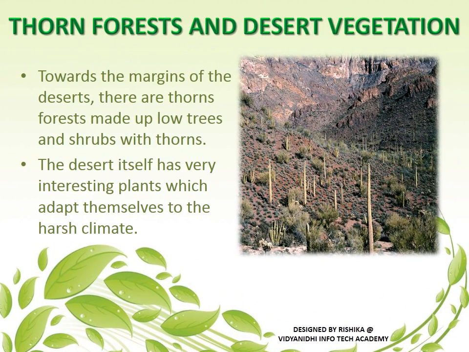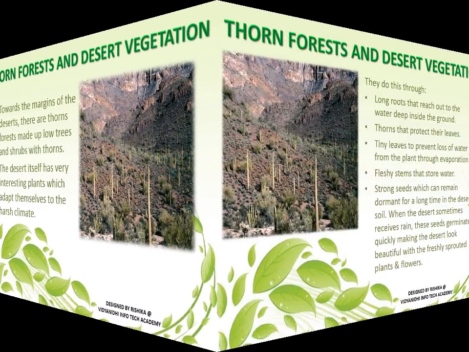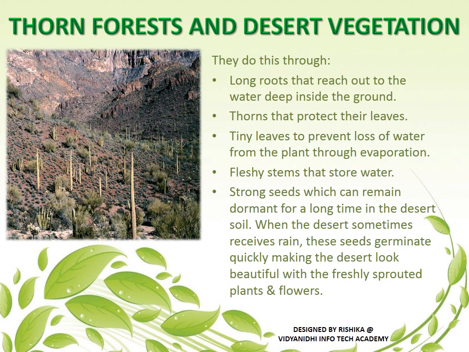Thorn forests and desert vegetation. Towards the margins of the deserts, there are thorn forests made up of low trees and shrubs with thorns. The desert itself has very interesting plants which adapt themselves to the harsh climate. They do this through long roots that reach out to the water deep inside the ground, thorns that protect their leaves, tiny leaves to prevent loss of water from the plant through evaporation, fleshy stems that store water, and strong seeds which can remain dormant for a long time in the desert soil. When the desert sometimes receives rain, these seeds germinate quickly, making the desert look beautiful with the fleshy sprouted plants and flowers.